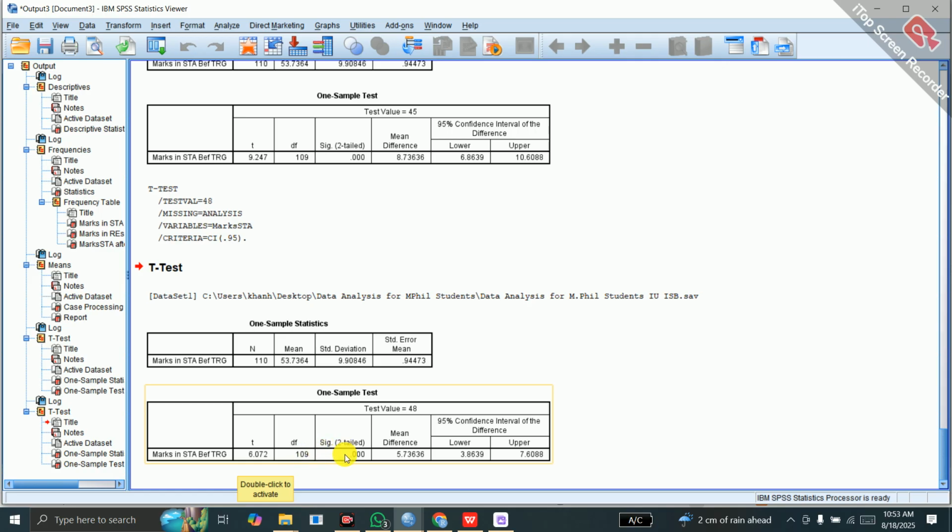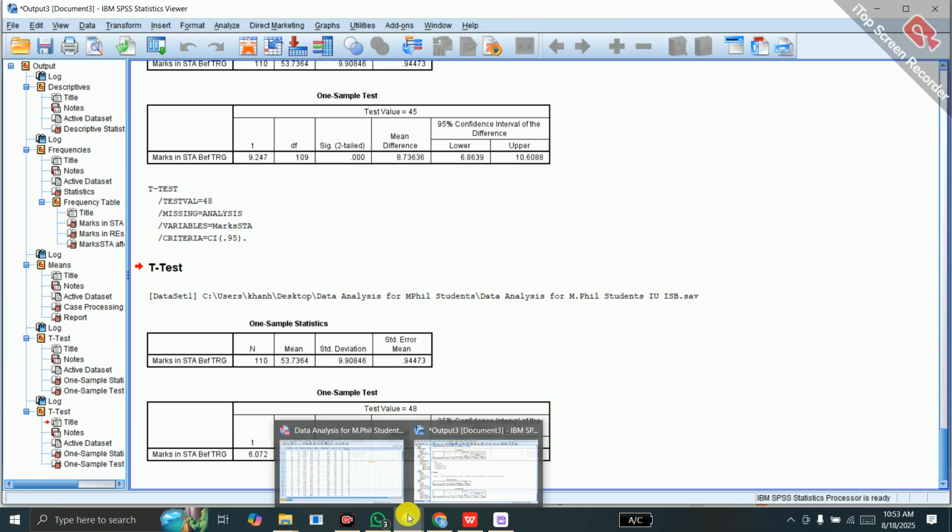The total p value of the one sample t statistic is 0.000, and this is the difference between the sample mean and the population mean. The population value that we hypothesized was 48. So, using these values in the formula here, in this formula, let me show it to you.